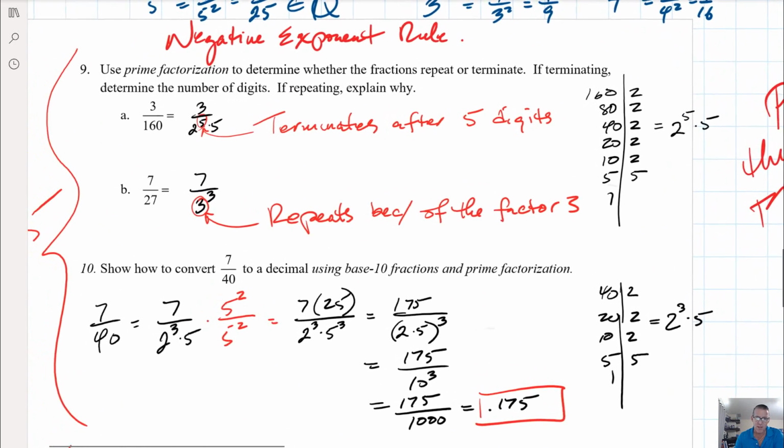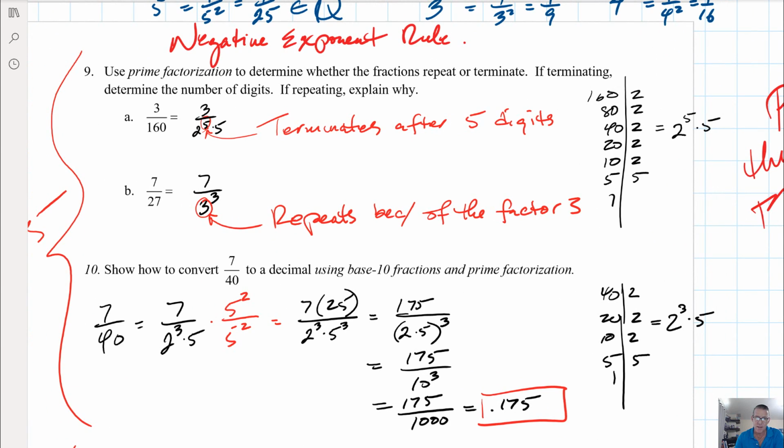So use prime factorization to determine if the fractions repeat or terminate. If terminating, determine the number of digits. If repeating, explain why. So you guys have to remember how to factor. Notice that I take the denominators here, like 160, and I factor it. That was pretty well done on the test, actually. You guys did a good job on that. If the factors of the denominator are only 2 and 5, it's going to terminate. If you have other factors other than 2 and 5, like 3 or 7, or anything other than 2 and 5, it's going to repeat.